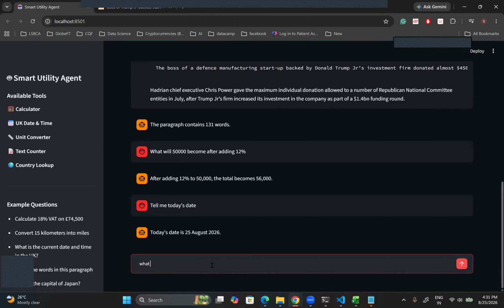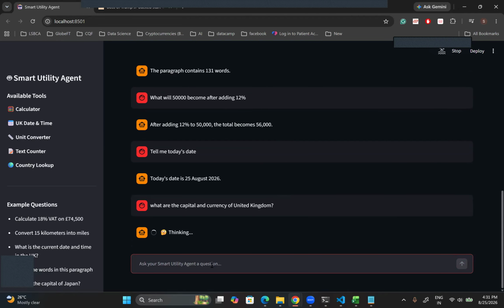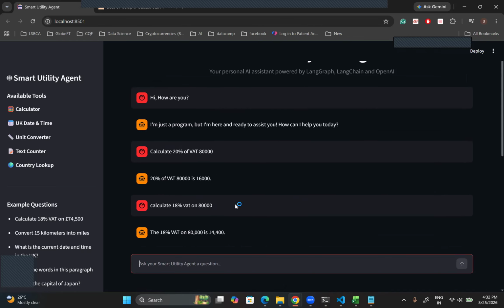See? Okay. What are the capital and currency of United Kingdom? And the currency is pound sterling. So all these were calling the tool, but the one which was not calling the tool was the first one.